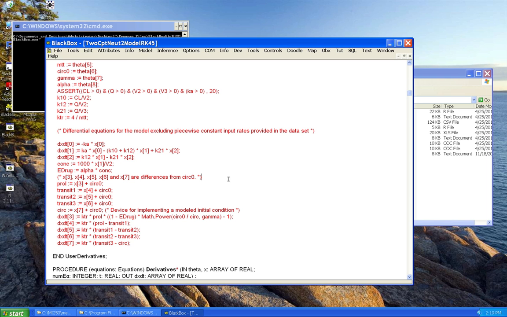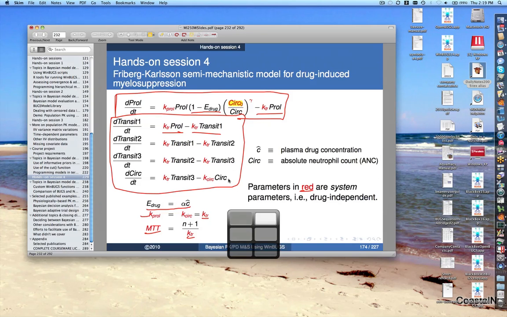So you start out by writing out your differential equations. Sorry for jumping back and forth. That might drive you a little crazy. But we start out with these differential equations written in terms of the amounts here, the prol, transit 1, 2, 3, and circ. But then we say, okay, let's do a change of variable. For each one of those, create a new variable. Call it whatever you want. In this case, we'll just use the names like in the code, x3, x4, x5, x6, and x7. And those values will equal the original quantity minus circ0.